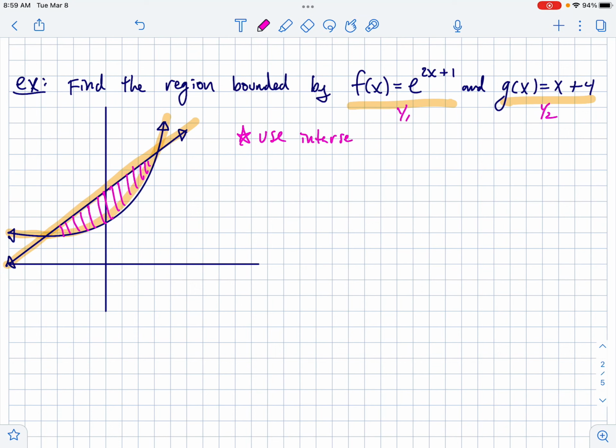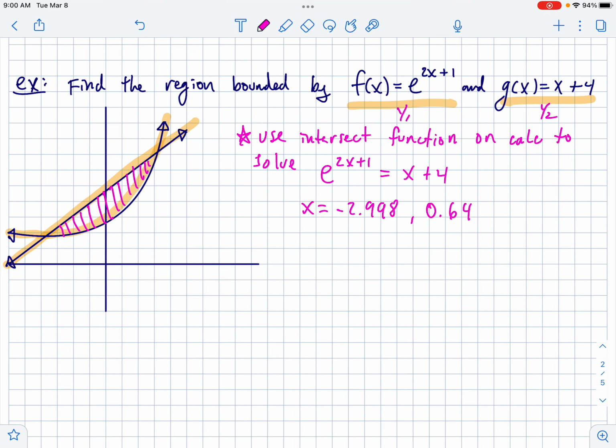So we're going to use the intersect function to solve this. Instead of using a bunch of algebra and logarithms, we're going to use the calculator. Those two spots in terms of x's, when you solve them, are negative 2.998 and positive 0.6469.